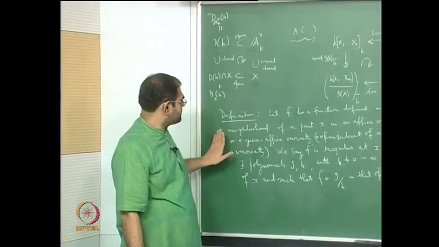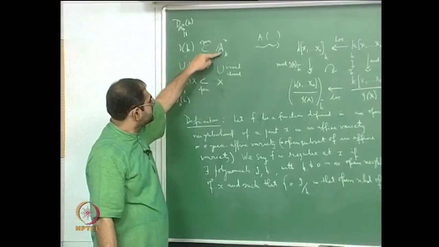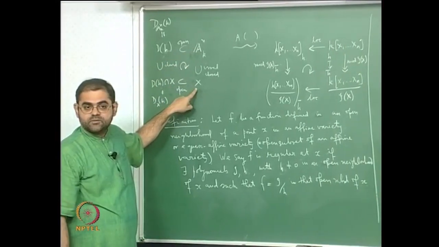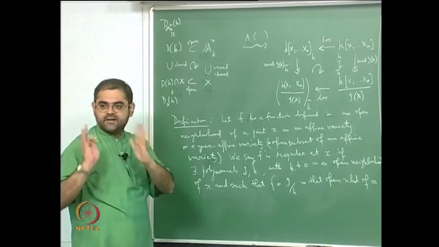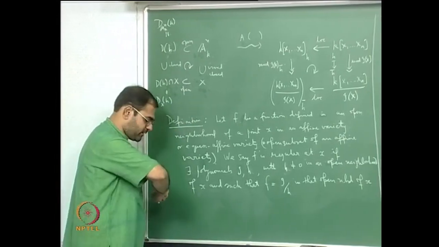I am just going to show that this definition is correct if you take affine space, or an irreducible closed subset of affine space. That tells you that this definition is in the right direction. So I will stop here and continue in the next lecture.